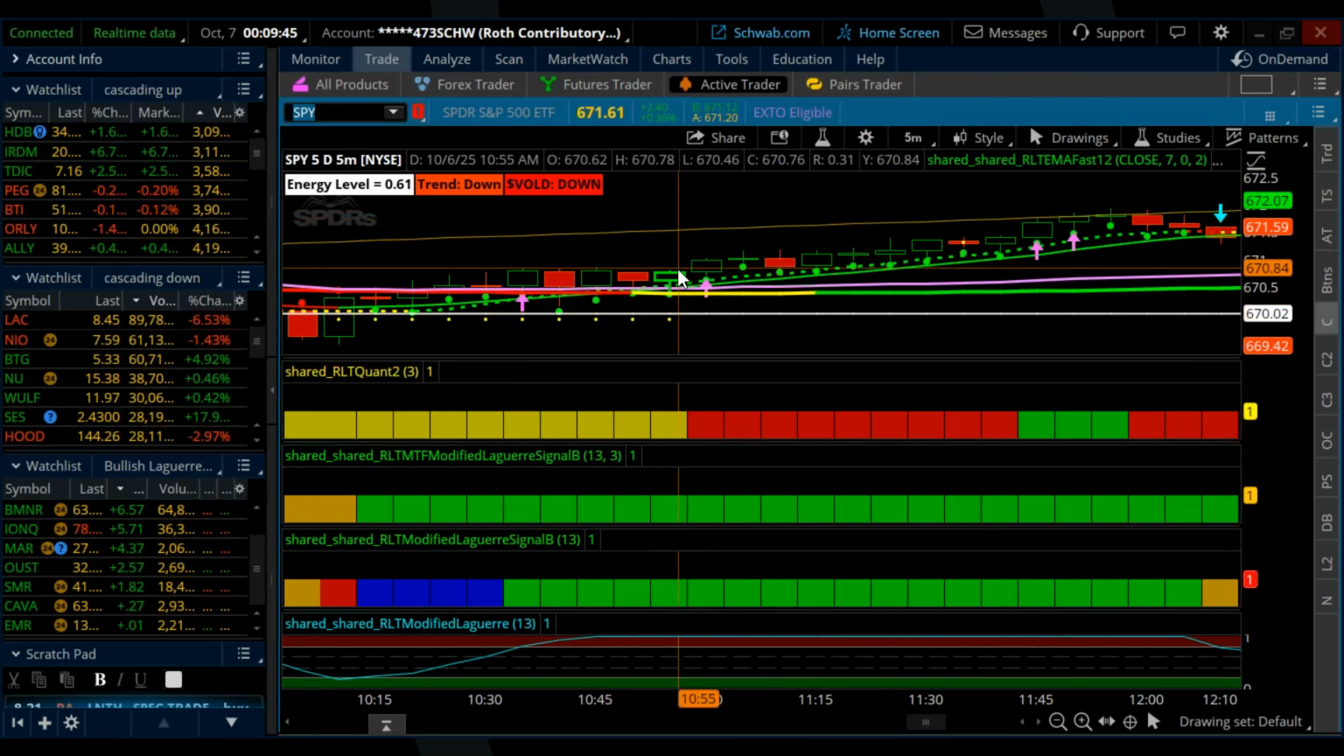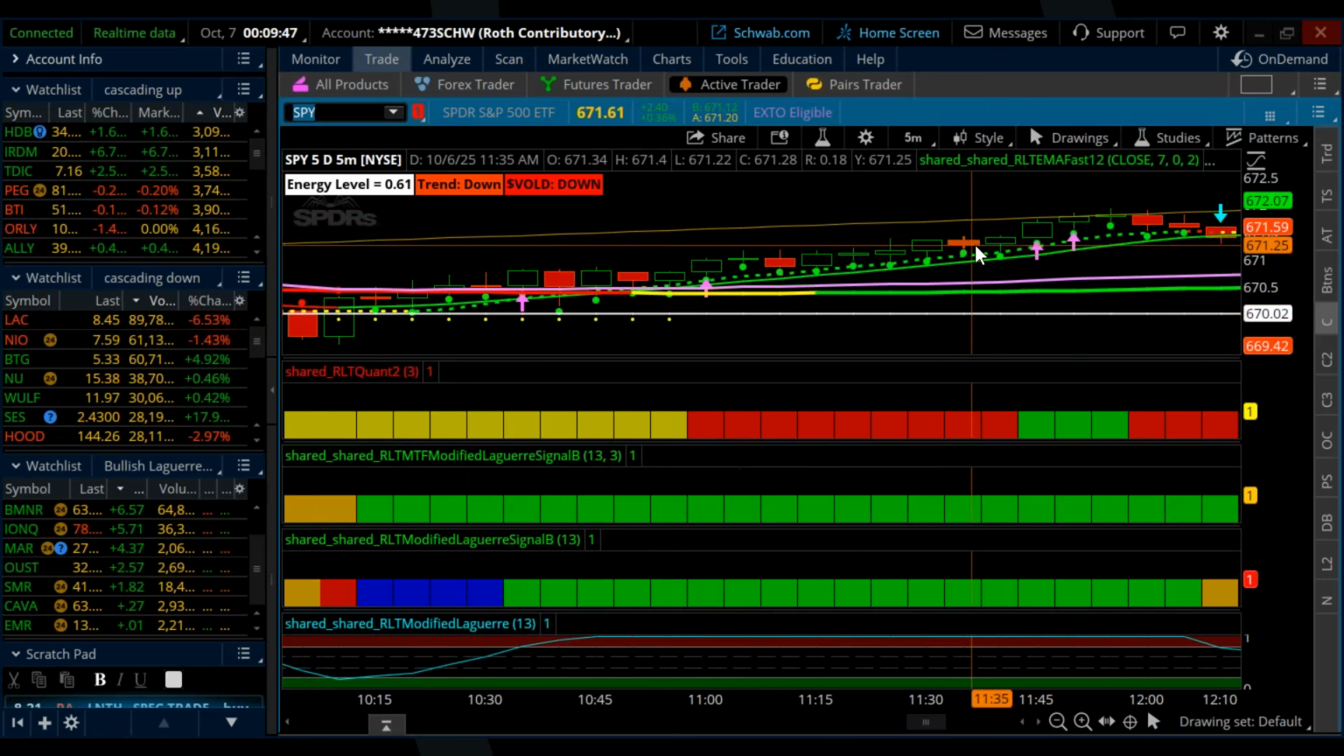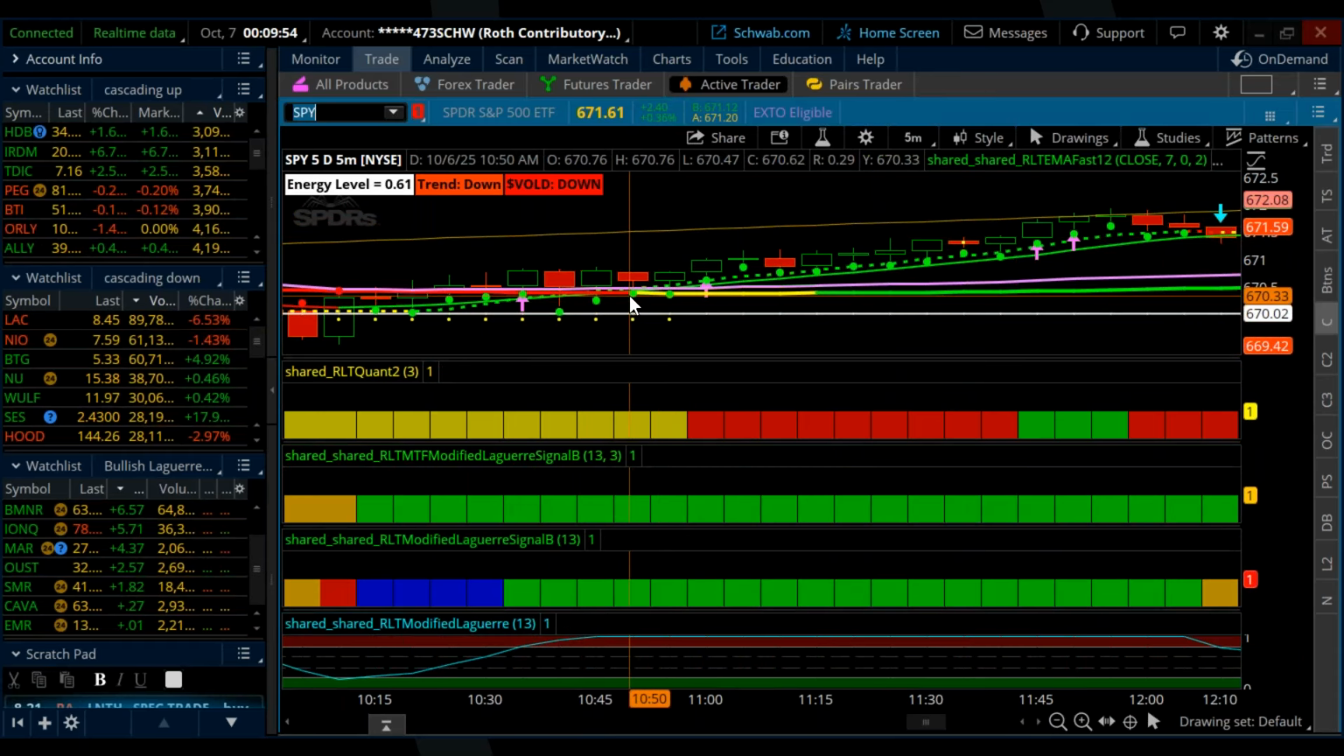And this lasted quite a few candles. You don't necessarily get that many candles in a trade, but that was a pretty nice one. You can see how much the institutions were buying on SPY. Let's take a look at a short today.